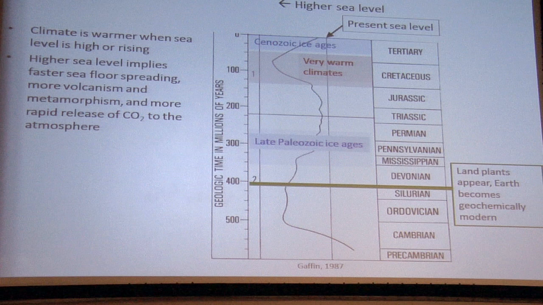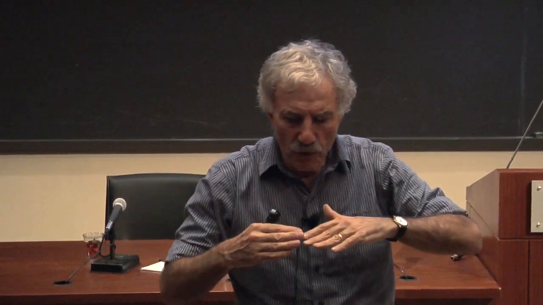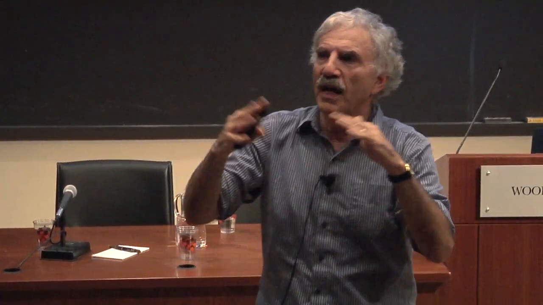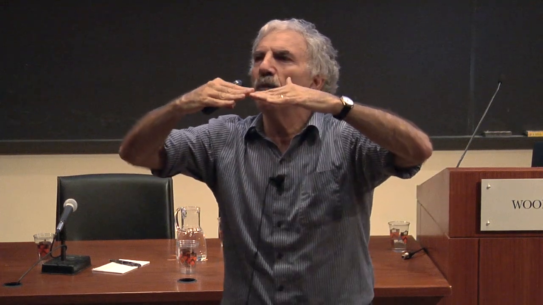Now, some evidence for this idea comes from this curve of sea level versus time, which is this solid black line here. This direction indicates higher sea level, and this direction indicates lower sea level. The idea is that sea level changes for two reasons. One is because ice sheets melt, and the second is basically because the ocean floor becomes shallower. It's like you have a full bathtub in your bathroom and you climb in it. What happens? The water overflows.